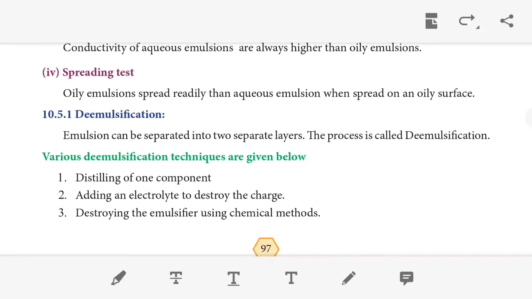Then de-emulsification. The emulsion can be separated into two separate layers. This process is called de-emulsification. So the various de-emulsification techniques are given.